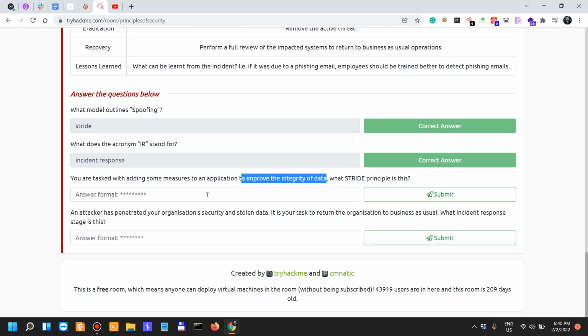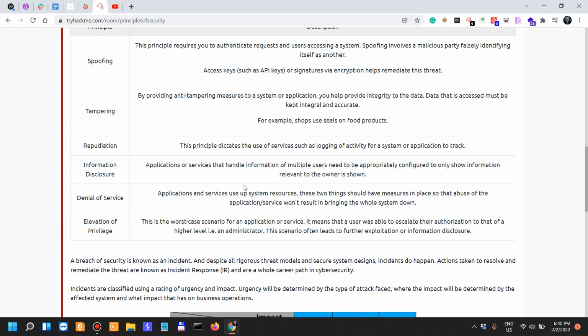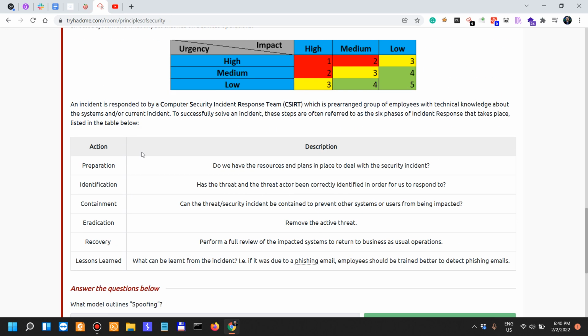Okay, so you are tasked with adding some measures to an application to improve the integrity of data. What STRIDE principle is this? So the STRIDE principle that deals with improving the integrity of data. The tampering.